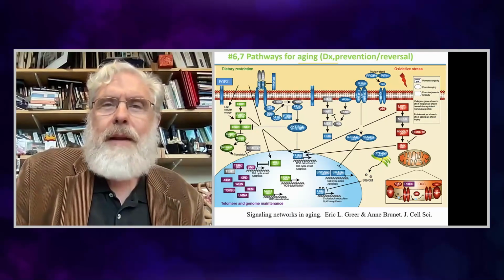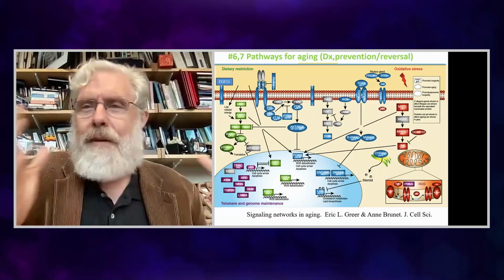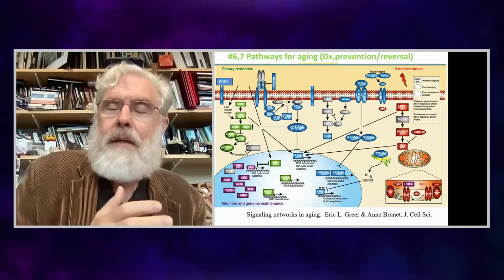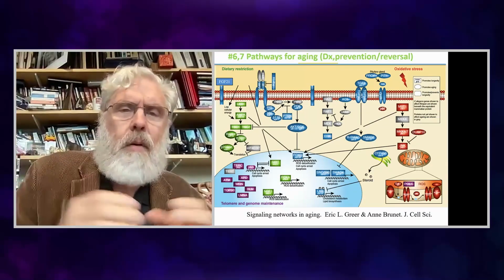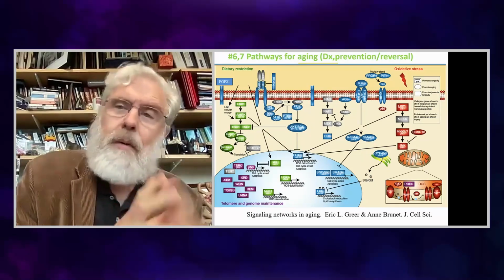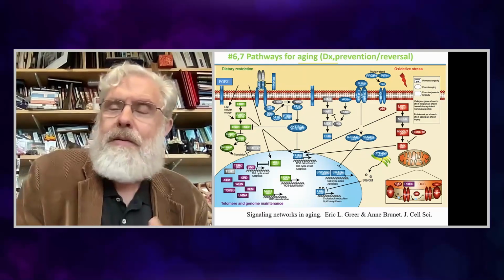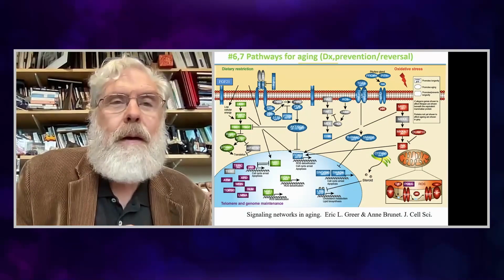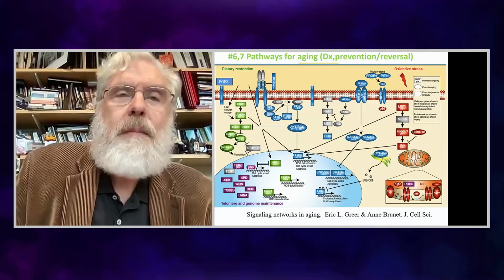Okay, finally, number 6 and 7 in the set of 7 enhancements that we would like to make as we get better at engineering whole genomes. These are pathways for aging. In a way, everything I've been talking about is age-related. Aging affects almost every disease. But these are specific pathways for aging.